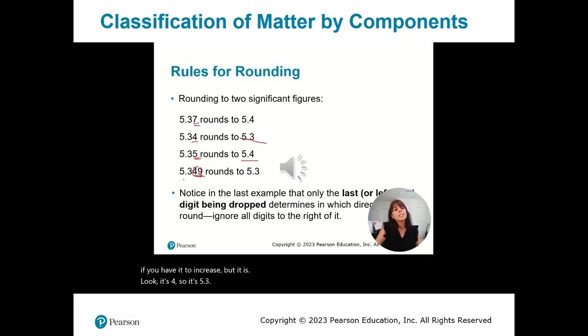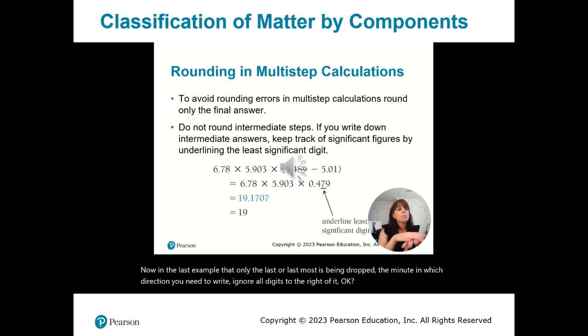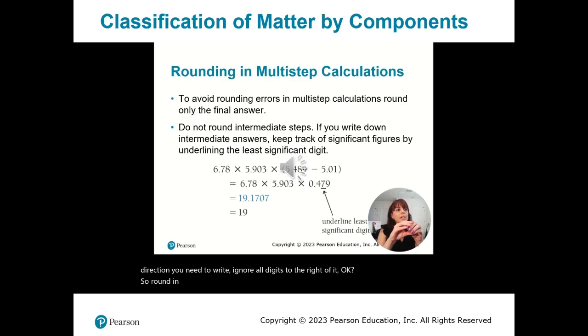Now, in the last example, only the leftmost digit being dropped determines in which direction you need to round. Ignore all digits to the right of it. Okay? So in multiple-step rounding, to avoid rounding errors, you only round at the end. So for your final answer, you're going to keep all the digits.